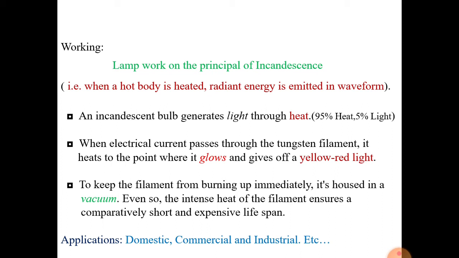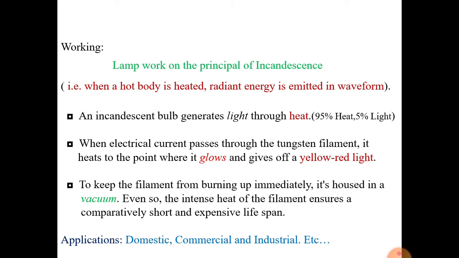A black body, when heated to around 6200 degrees centigrade, emits the maximum energy in the visible spectrum range. As we know, visible light lies in the wavelength range of 4000 Angstrom to 7500 Angstrom, depending upon the color of the light.